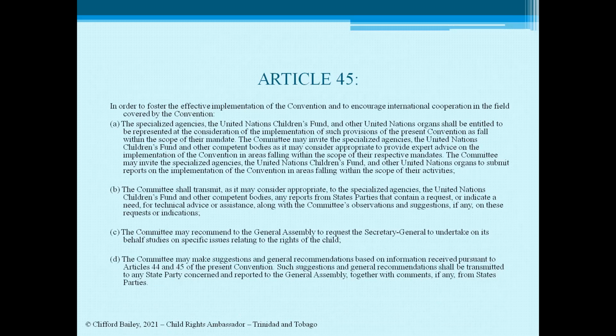D. The Committee may make suggestions and general recommendations based on the information received pursuant to Articles 44 and 45 of the present Convention. Such suggestions and general recommendations shall be transmitted to any state party concerned and reported to the General Assembly, together with comment, if any, from states parties.